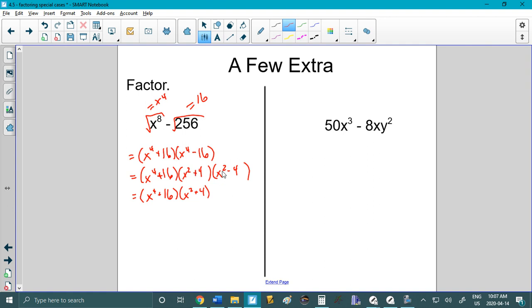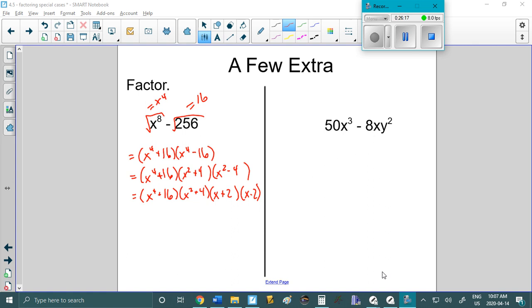This last one, though, subtracting two terms, and they're both perfect squares. So the square root of x squared is x. The square root of 4 is 2, so x plus 2, x minus 2. That's it. You can't go any further than that. If you got that on your own, that's amazing. I don't know if anyone's ever got that on their first try.